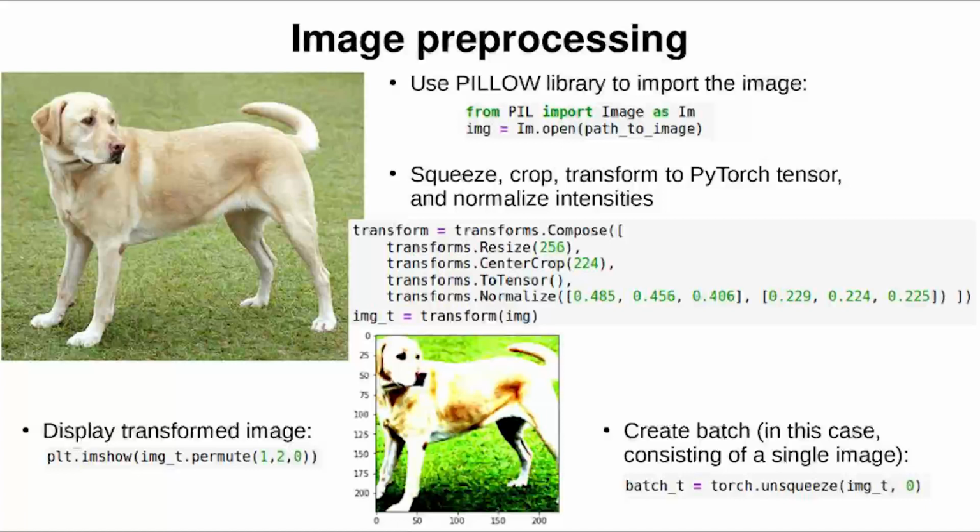We can display the image after all these transformations using the imshow function that is contained in the pyplot module of the matplotlib library, not forgetting to permute the dimensions of the PyTorch tensor so that they are in the order image width, image height, color channel, the same way as we have done in the previous lesson. We make sure that the dog is still recognizable in the transformed image. Finally, we create an image batch, in this case one consisting of a single image, that will be used as input for the pre-trained AlexNet model.